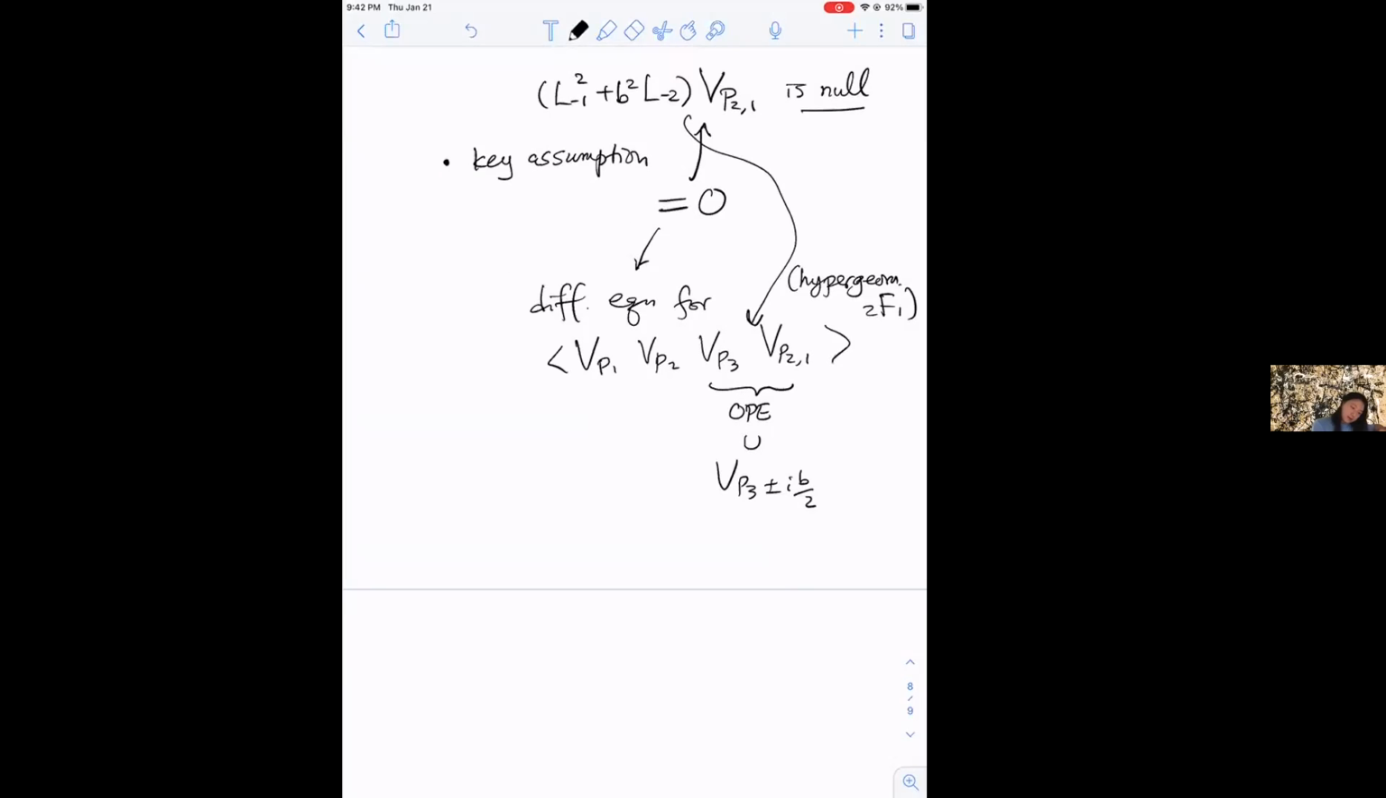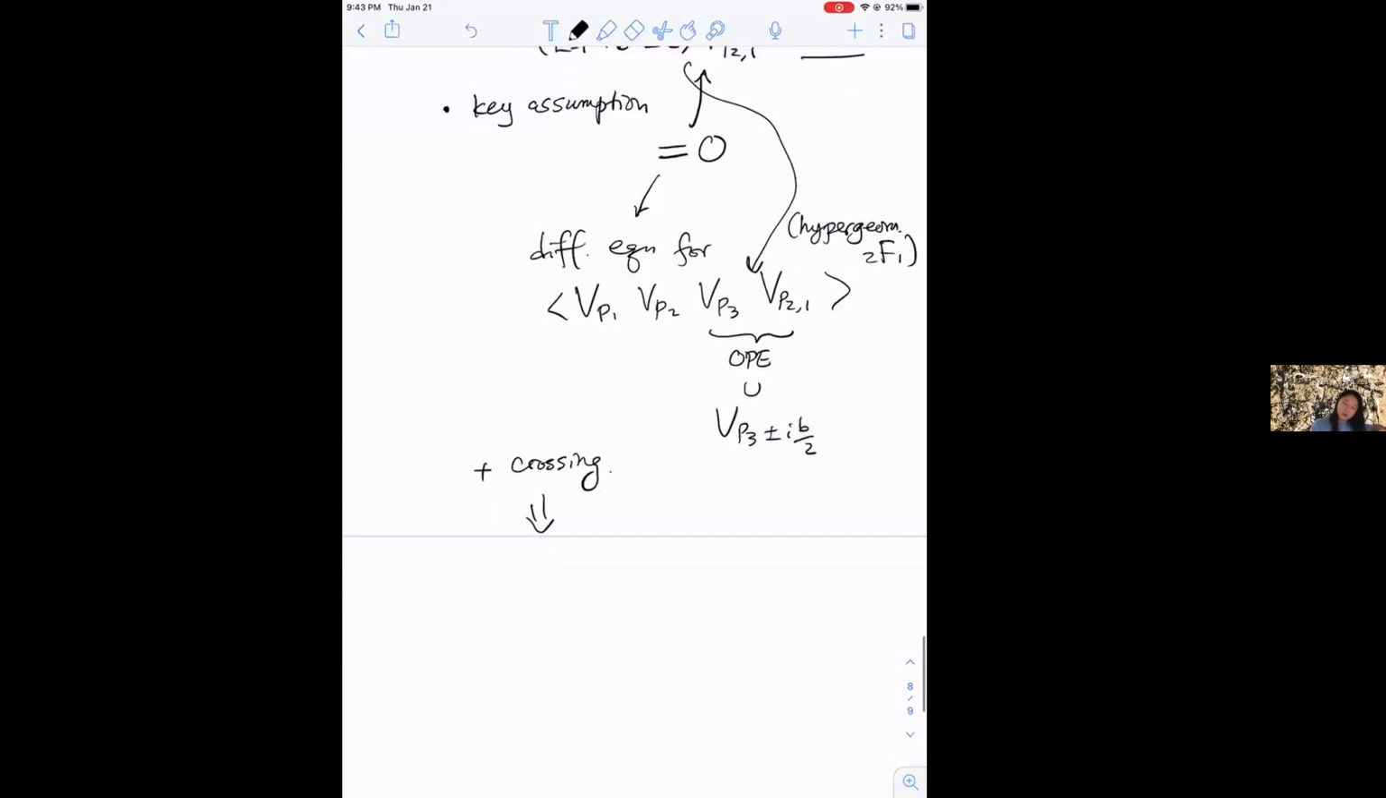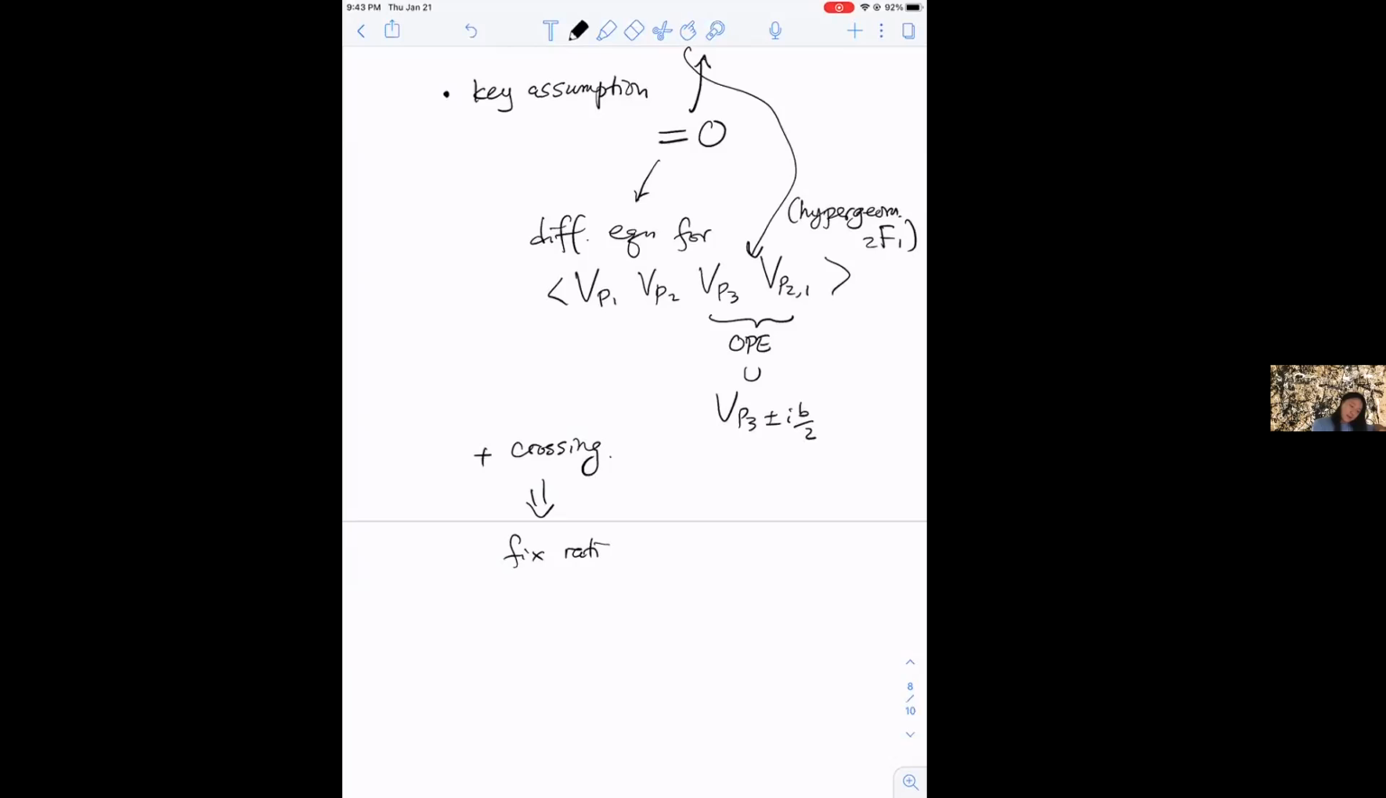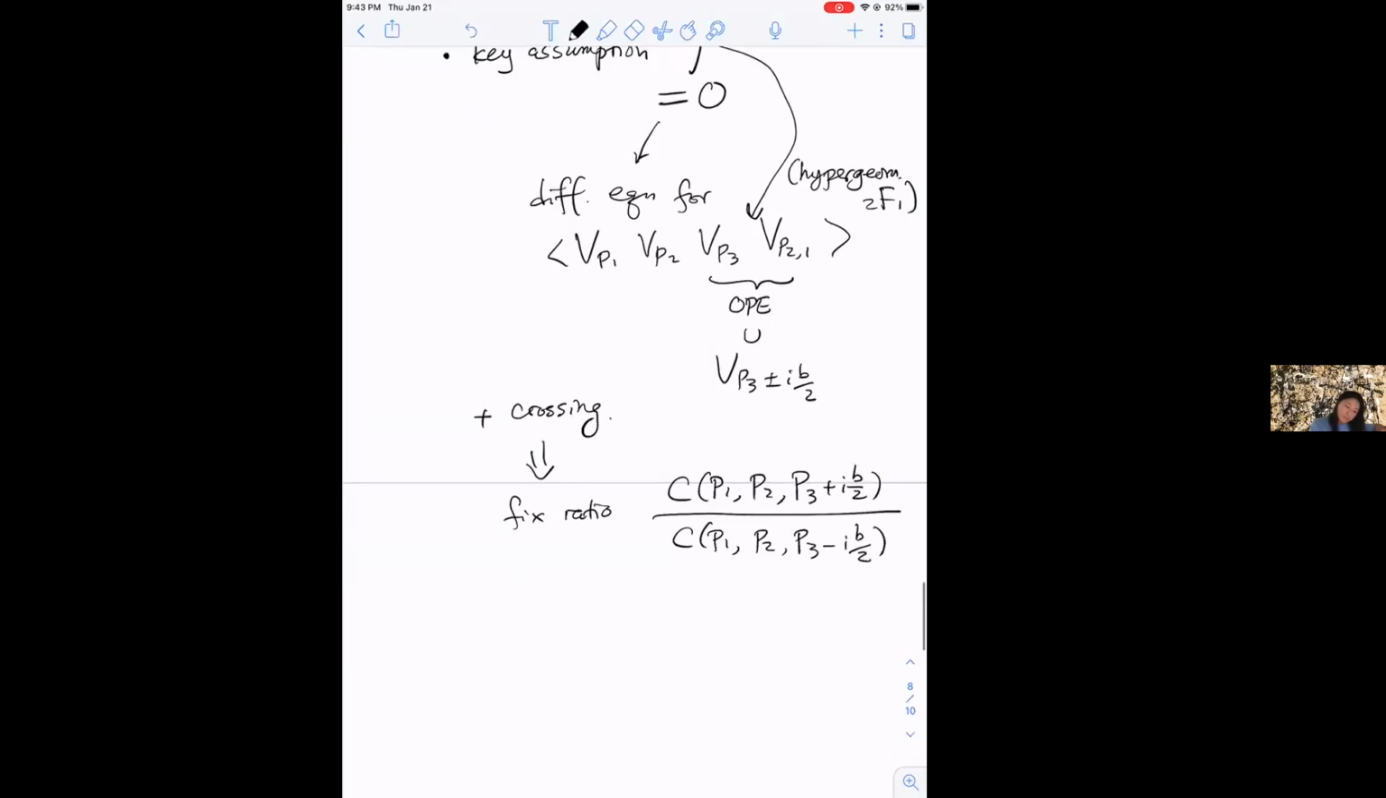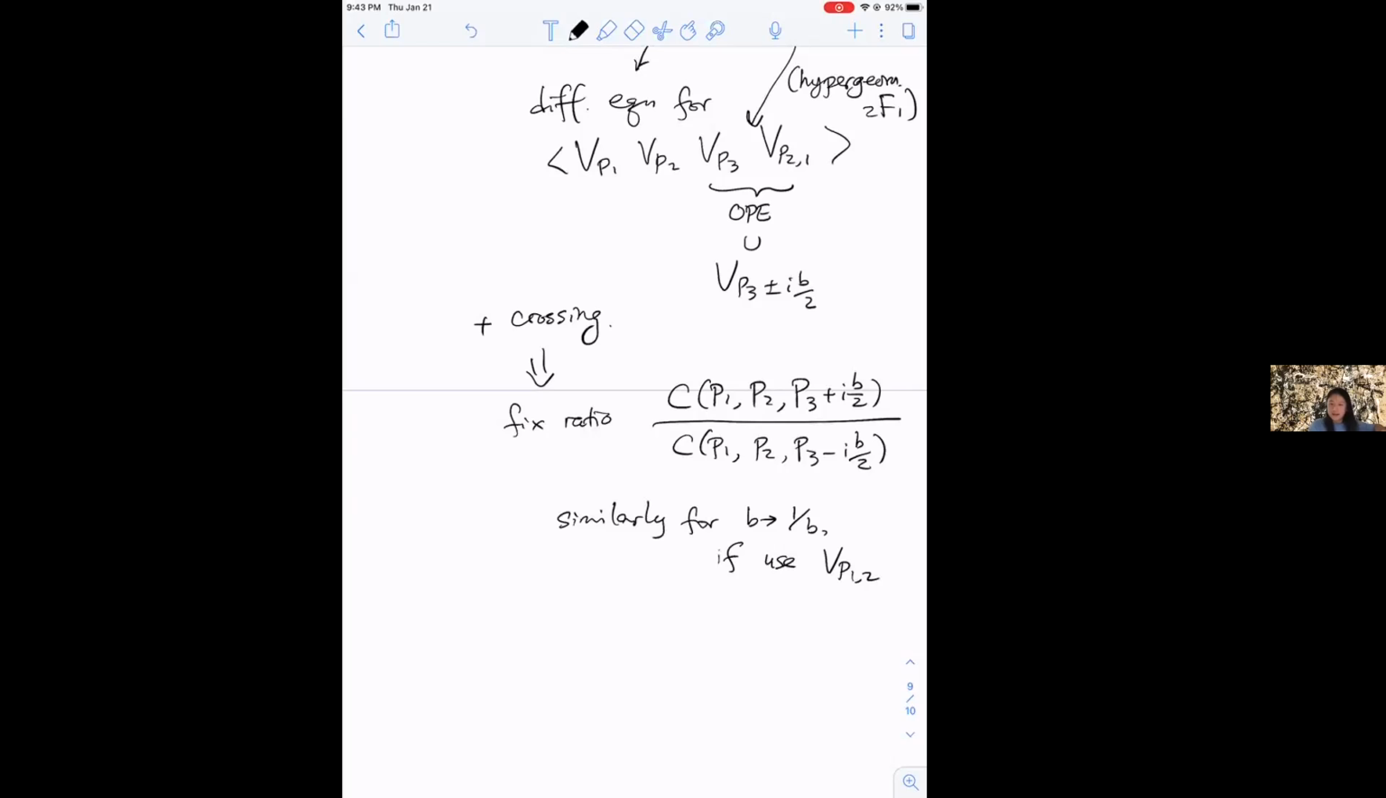Together with the crossing invariance of the four-point function, this allows you to fix the ratio between C(P1, P2, P3 plus ib over 2) and C(P1, P2, P3 minus ib over 2). You can also do this similarly for b going to 1 over b, if you use V_P12 instead of V_P21. Anyway, it's a standard story.